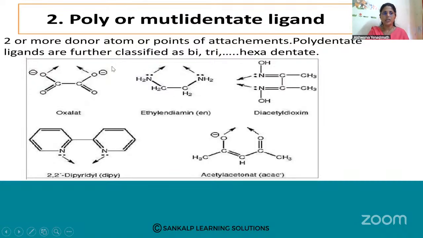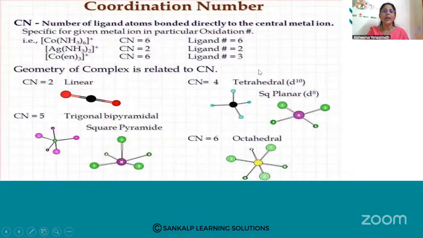Oxalate. You can see here it has two donor atoms, therefore it is a bidentate ligand. Ethylene diamine, EN, has two donor atom sites, therefore it is also a bidentate ligand. Diacetylene dioxime also has two donor atoms, bidentate ligand. Here 2,2 dipyridyl, also two donor atoms, bidentate. And here also acetylacetonate, bidentate ligand. So these are examples. Then coordination number we learned about in the previous class.